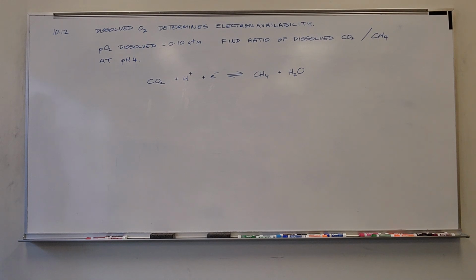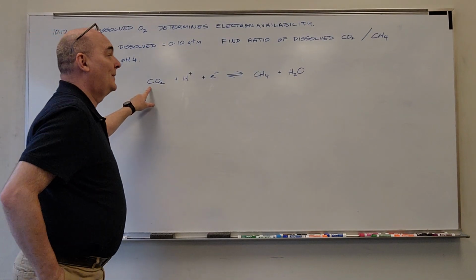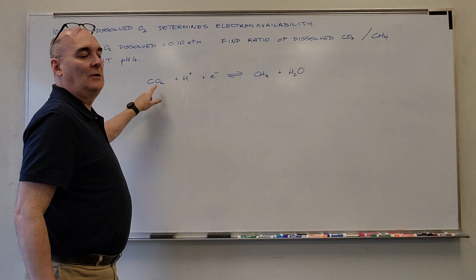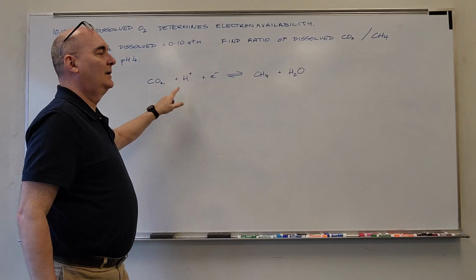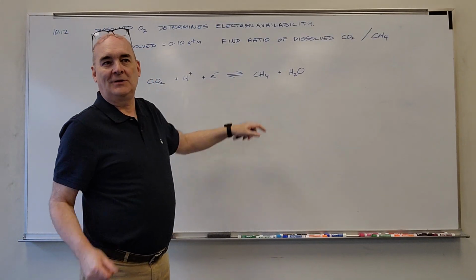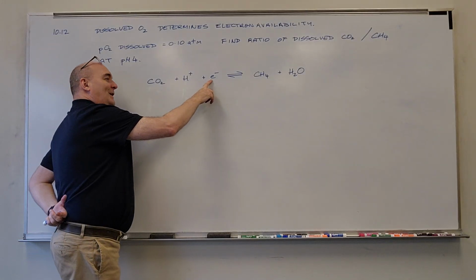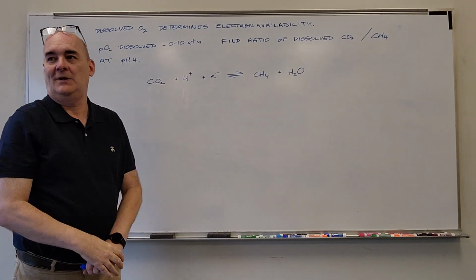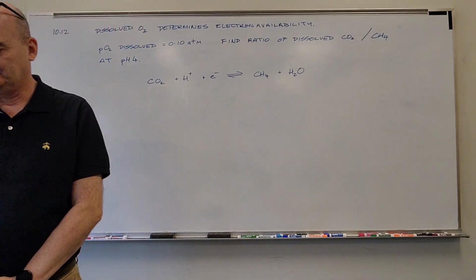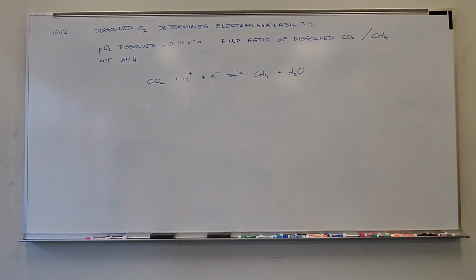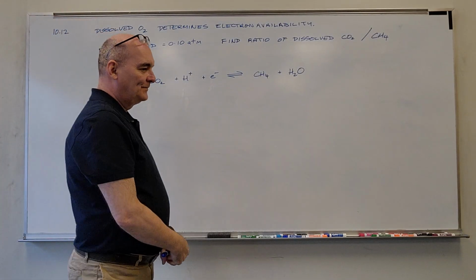It's written as a reduction. Yeah. Because if you look at the carbon, it is going to lose bonds to oxygen and gain bonds to hydrogen. That is a reduction. Also, the electrons are written on the left-hand side. Okay.